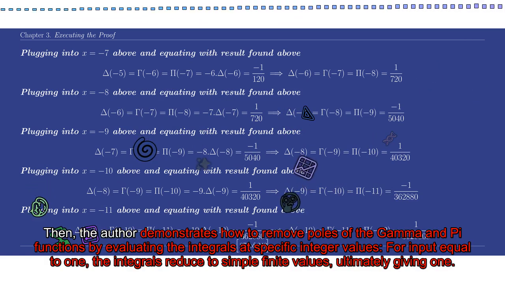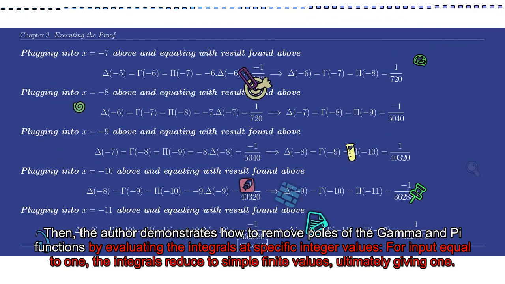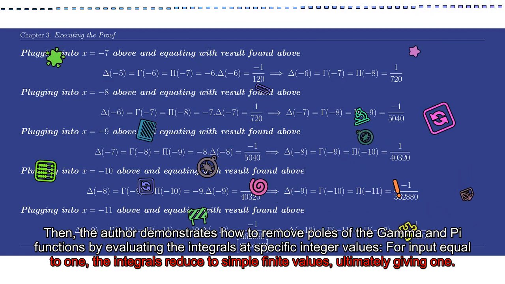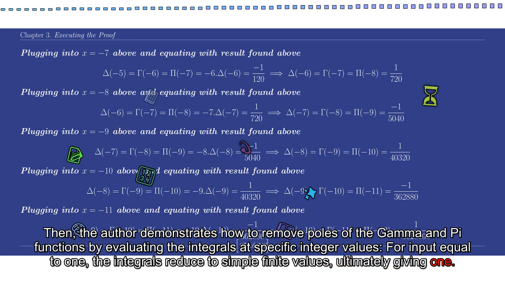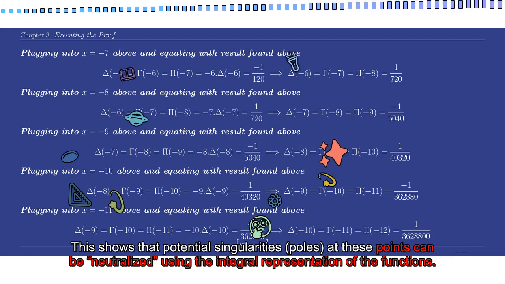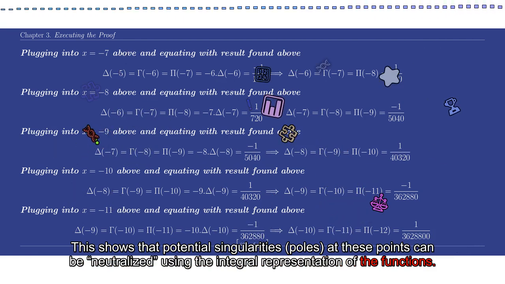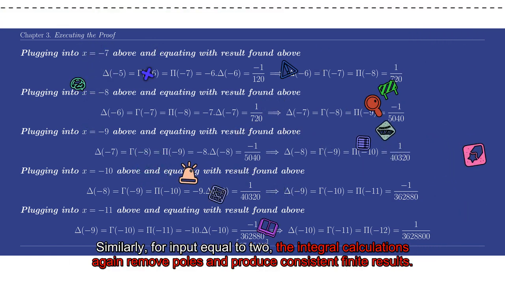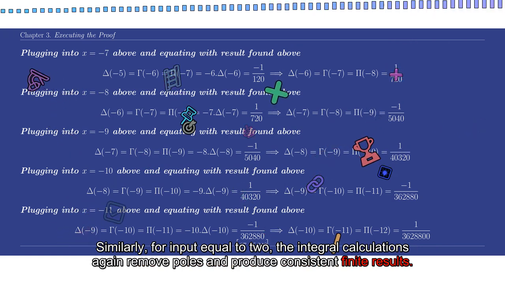Then, the author demonstrates how to remove poles of the gamma and pi functions by evaluating the integrals at specific integer values. For input equal to 1, the integrals reduce to simple finite values, ultimately giving 1. This shows that potential singularities, poles, at these points can be neutralized using the integral representation of the functions. Similarly, for input equal to 2, the integral calculations again remove poles and produce consistent finite results.